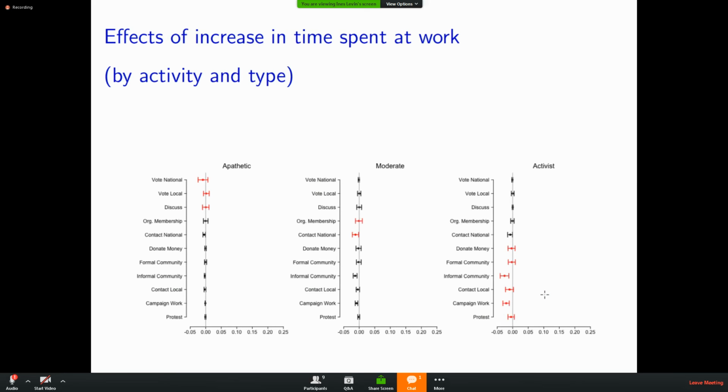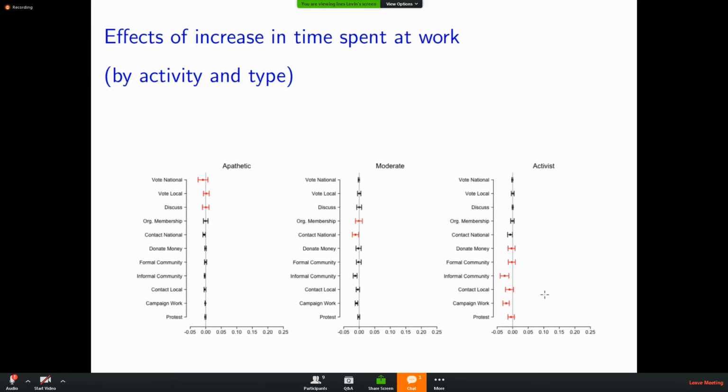So here are similar plots, but showing the effect of an increase in time spent at work. We would expect that the more time people spend at work, the less time they will have available to participate in political activities. So this is one independent variable whose effect we expect to be negative, but actually the estimate of the coefficient associated with this variable was close to 0 and not statistically significant for most political activities.